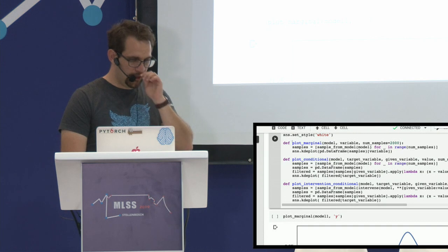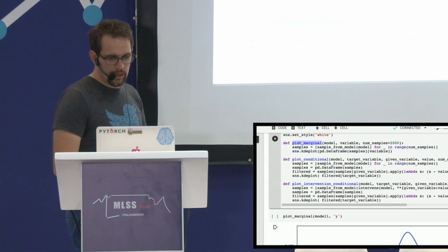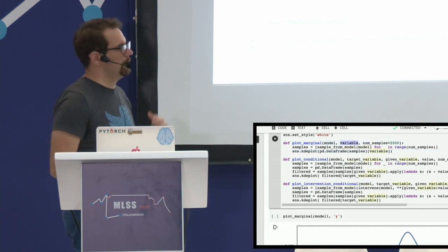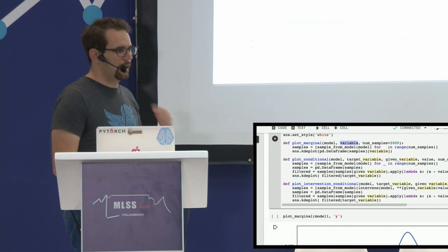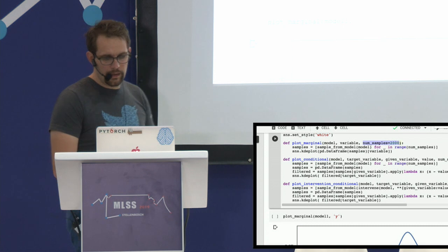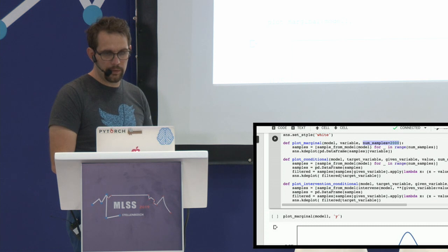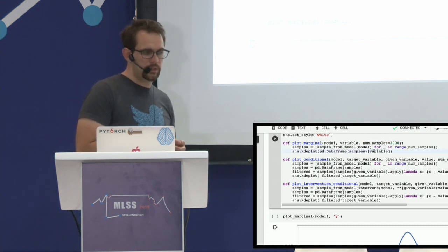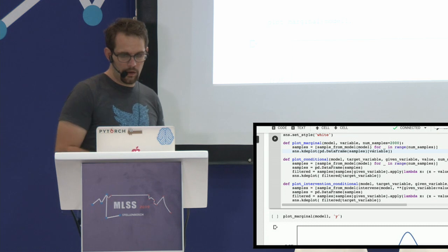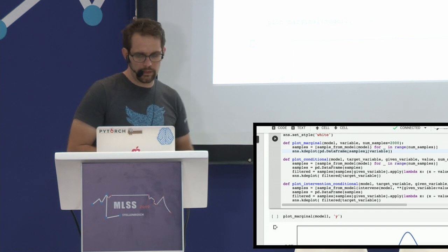Now I'm going to have a bunch more of these plotting functions. You don't have to understand what they're doing. So this takes a model, takes a variable, and plots its marginal. These are very dumb functions. They do the simplest thing that I could come up with to plot this marginal. For the marginal, you draw a certain number of samples from this model, and then you simply plot a KDE plot, which is a kernel density estimation plot of this thing. And I use pandas data frames to make life easier.